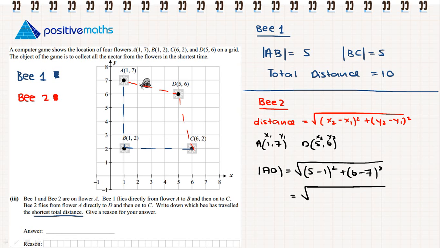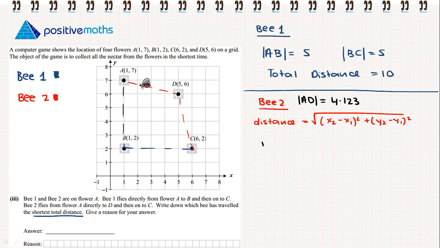So 5 minus 1 gives me 4, and 4 squared is equal to 16. 6 minus 7 gives me minus 1. Minus 1 squared gives me 1. So I have the square root of 17, which is equal to 4.123.